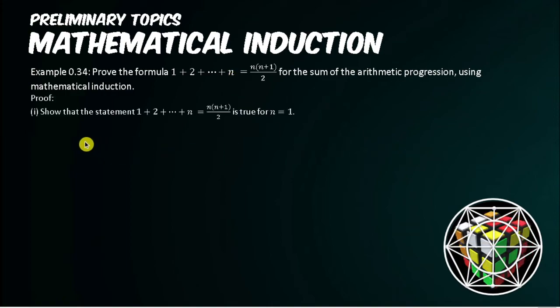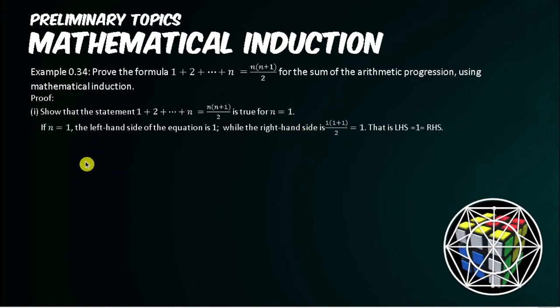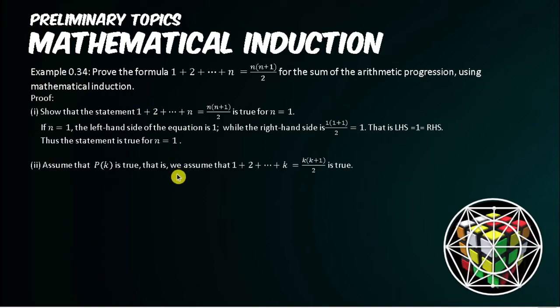So we start with the base case, that is, we show that this is true for n equal to 1. It's actually easy to show that it is true by substitution. If n is equal to 1, then the left side of this equation is just 1. And for the right side, if we substitute 1 here, we will arrive at 1. So the left-hand side and the right-hand side are both 1, and thus this statement is true for n equal to 1.